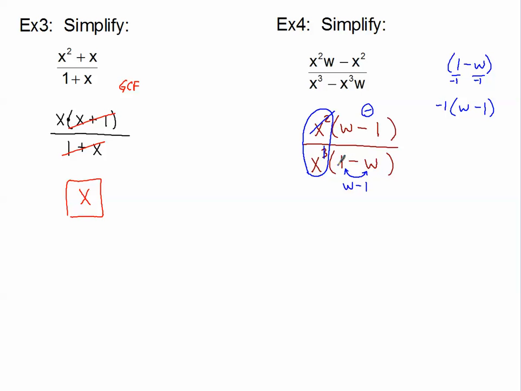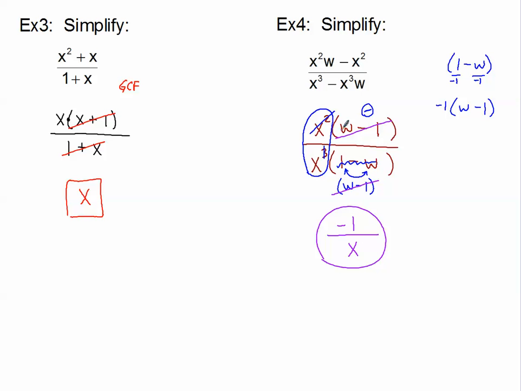So now 1 minus w is gone, and w minus 1 will take its place as long as I don't forget that minus sign. What I do is I put a minus sign and circle it so I don't forget that. And then I can cancel these factors out because now they will be common as long as I remember that there's a minus sign. So let's see what's left. I have a minus sign. There's nothing else in the numerator, so I have to put the 1. And in the denominator, there's an x. This is our final answer.